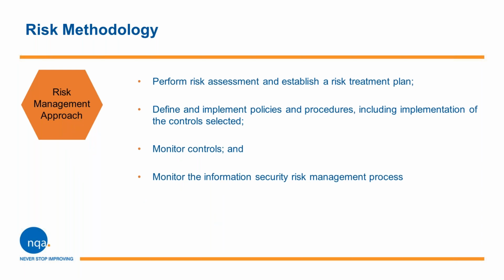An appropriate risk management approach should be selected or developed that addresses basic criteria such as risk evaluation criteria, impact criteria, and risk acceptance criteria. Additionally, the organization should assess whether necessary resources are available to perform risk assessment and establish a risk treatment plan. Define and implement policies and procedures, including implementation of the controls selected, and we'll examine controls in more detail later in the presentation. Monitor those controls and monitor the information security risk management process.